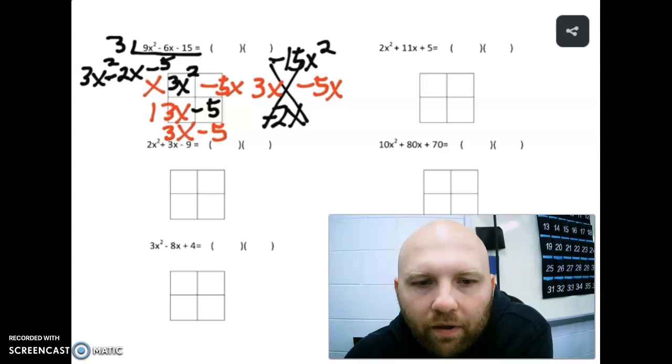So we get our factored version. The GCF goes outside, so the 3 goes outside, and then x plus 1 times 3x minus 5 would be our factored form.